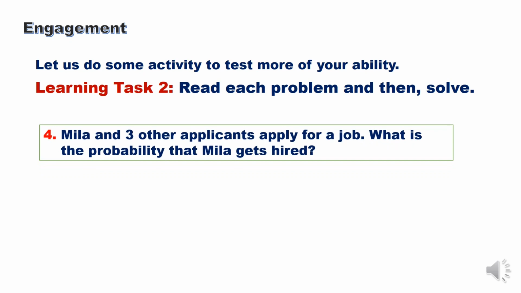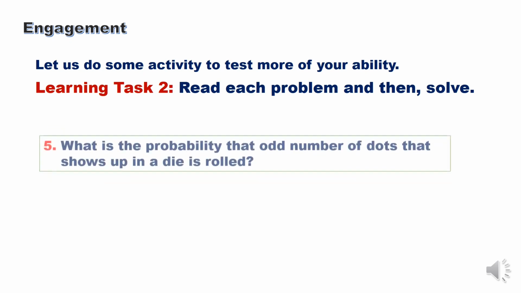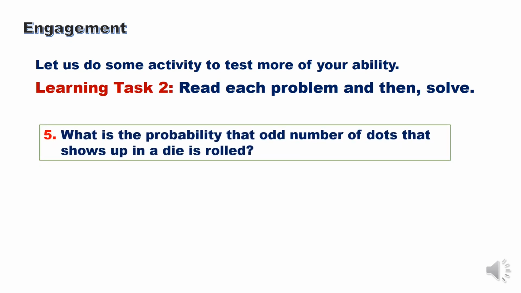Can you try number 4? Mila and 3 other applicants apply for a job. What is the probability that Mila gets hired? Try to answer also number 5. What is the probability that an odd number of dots shows up when a die is rolled?